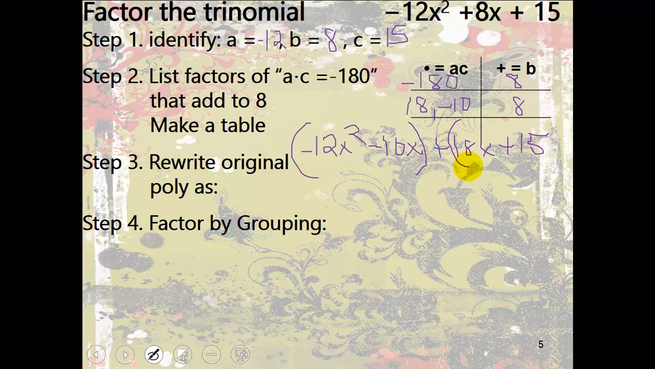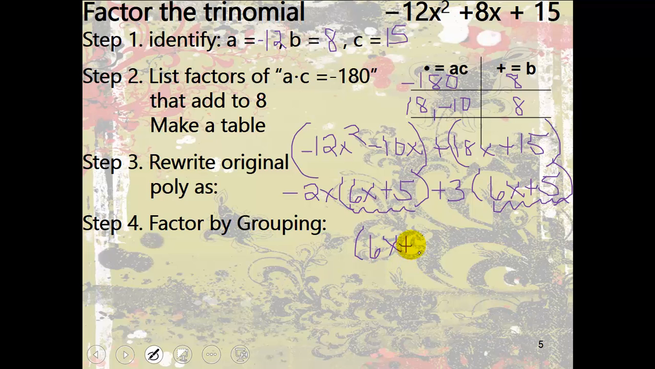And I'm going to factor out a 2x, negative 2x. And I'm going to get 6x plus 5, and then I'm going to factor out a 3, and I get 6x plus 5, and now I have a match here, and I get 6x plus 5, and then I get minus 2x plus 3.